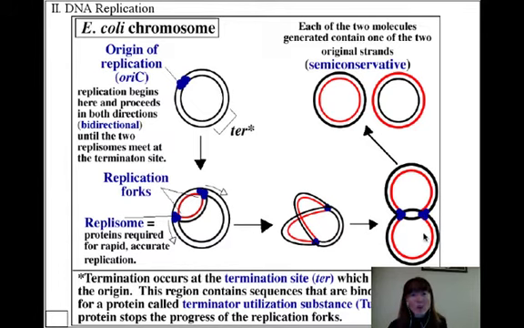Before I go there, though, what I want to note is that, in fact, it takes about 40 minutes for this process to take place. So despite the fact that the replisomes are wicked fast, they have about 3,500 base pairs to copy here, so they have quite a job on their hands.